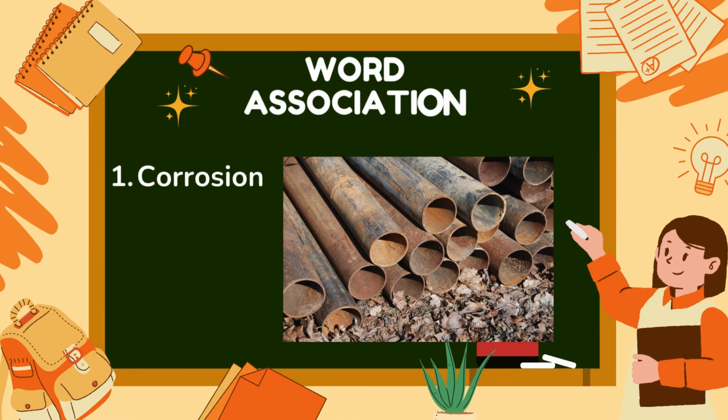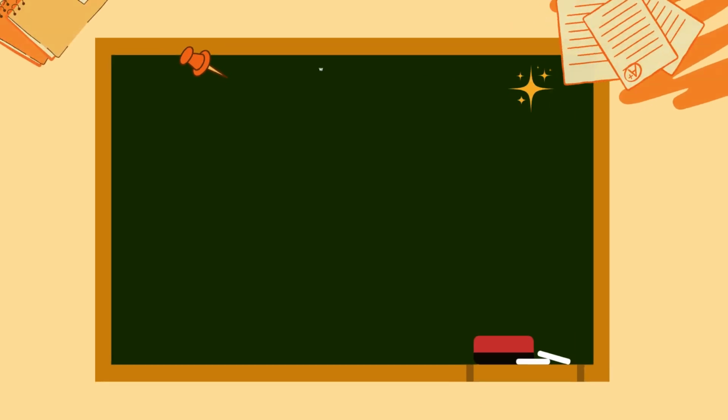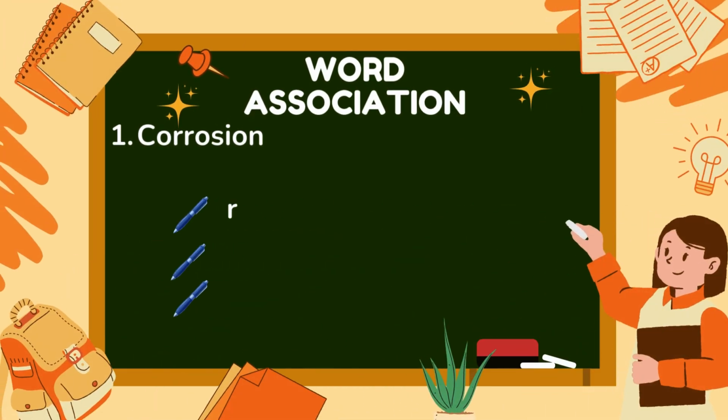Let's have word association. Number 1. Corrosion. Rust, deterioration, decay.